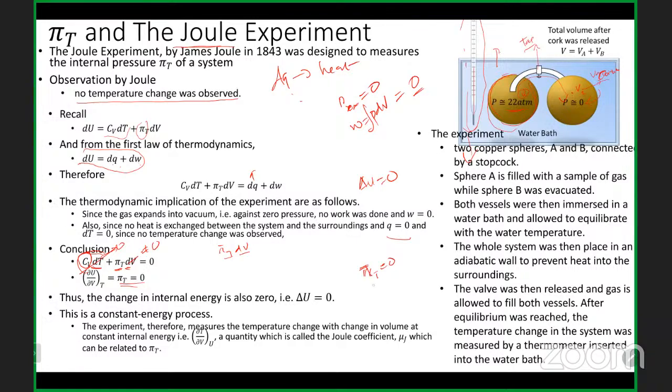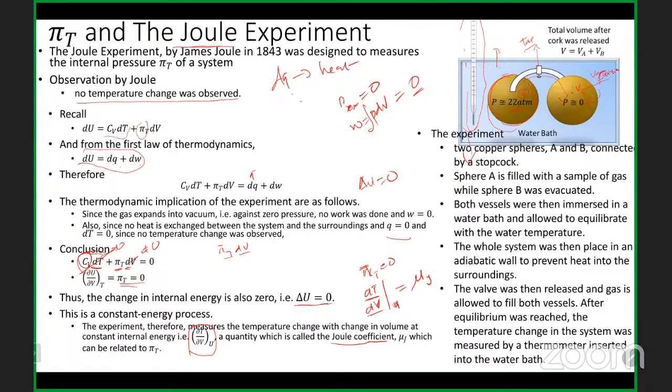The Joule experiment is called a constant internal energy process. It is not isentropic. It measures the temperature change with respect to volume at constant U, the partial derivative of T with respect to V at constant U, which is something called the Joule coefficient.